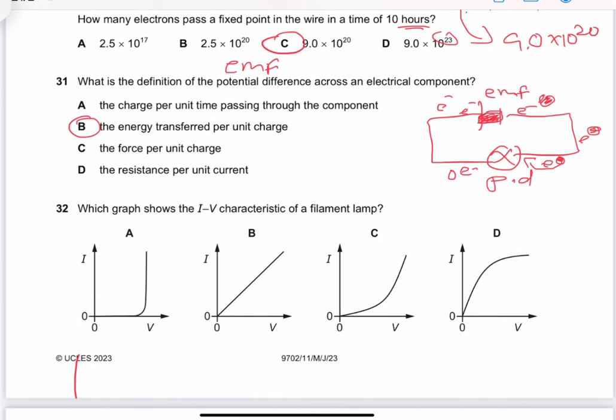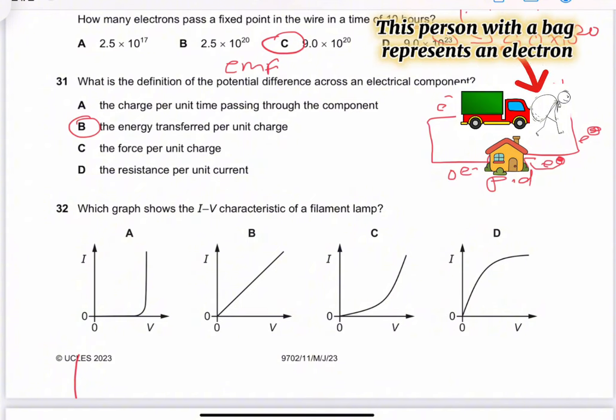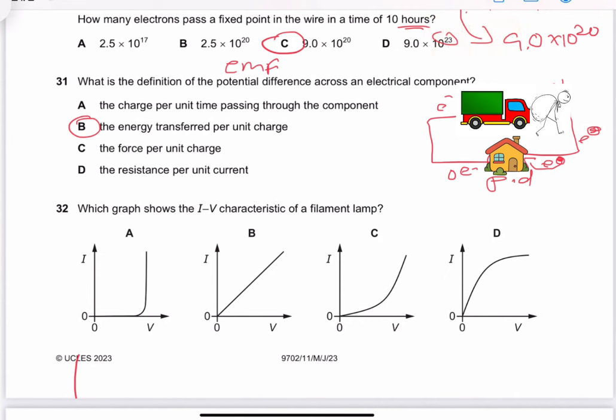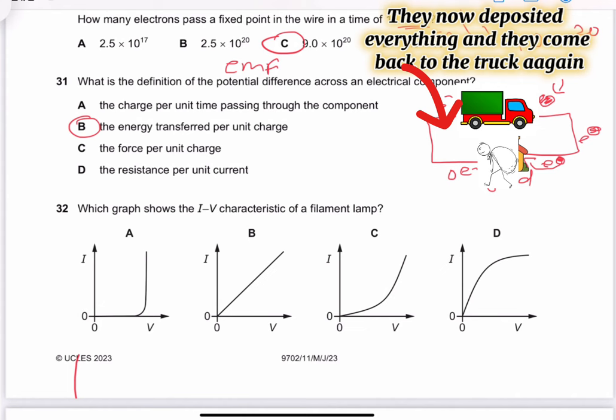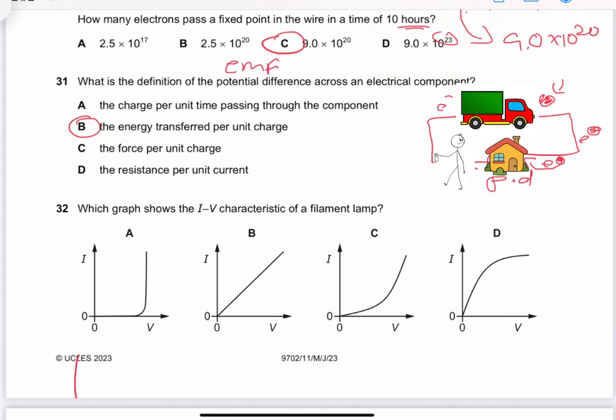So imagine a truck, for example, that has come to a certain area, and that truck is giving people bags of maize meal, or bags of rice or something like that. These electrons represent people who get a bag of maize meal here. They move with that bag of rice or maize meal, and then they reach here. They deposit that bag at their house. They come back without anything at all. They go back, they get another one. So the EMF keeps on uploading. It acts as the truck itself with these different bags. It keeps on giving these electrons bags of rice, and the electrons deposit them.